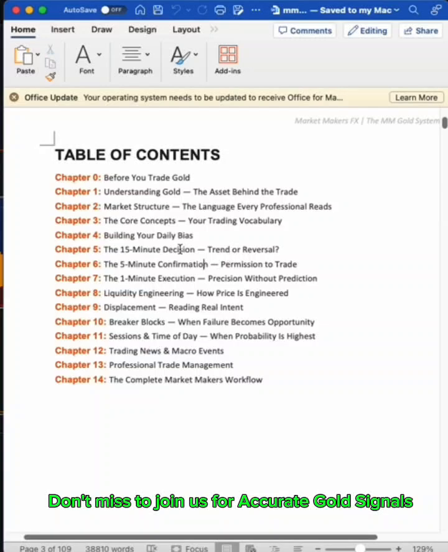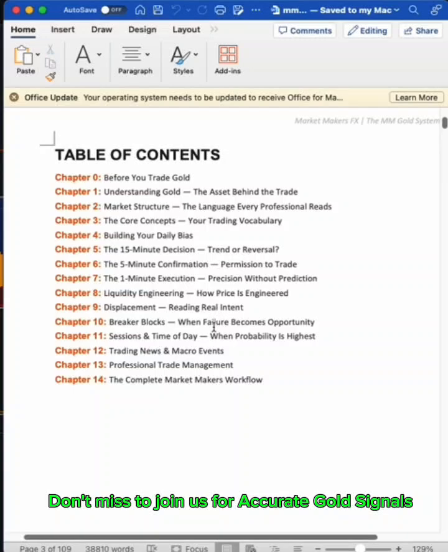Okay, of course we will then cover how to use the 15-minute chart for decisions, how to use the 5-minute chart for confirmation, how to use the 1-minute chart for your execution. And after those topics is where everything gets much heavier, much more advanced. Liquidity will be a big part in our concept.